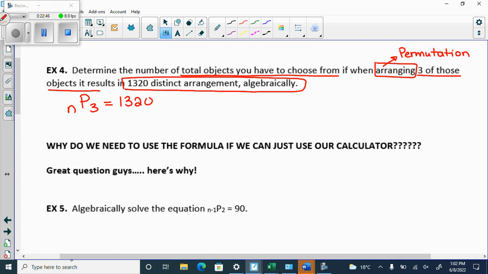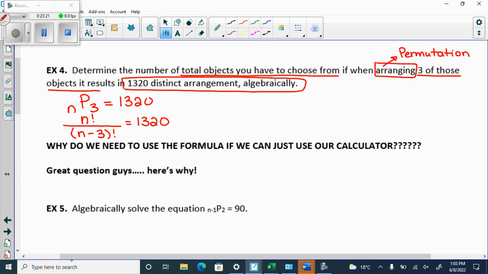Okay, I want you guys to actually solve this one algebraically. So we need to fill this into the formula, correct? And what's the formula for nPr? N factorial over n minus r factorial. What's my r this time, though? 3. This one we actually have to use a polynomial. So let's expand it out like we did in the previous one.